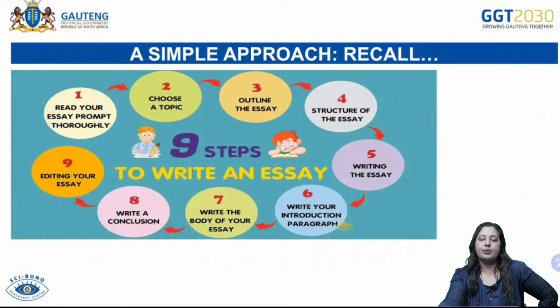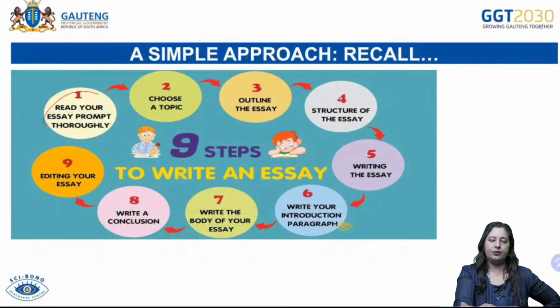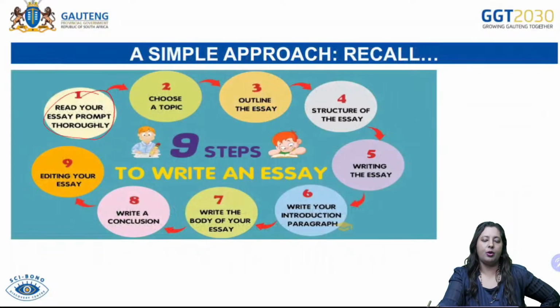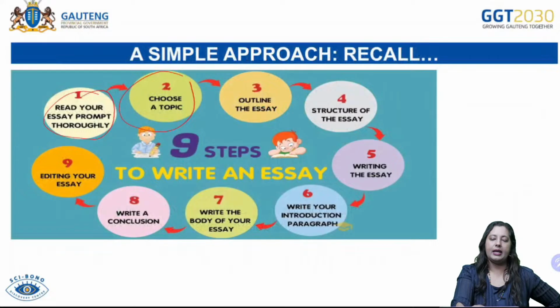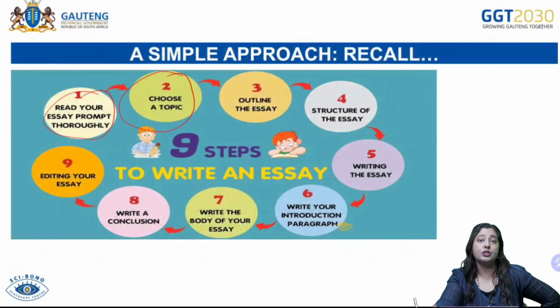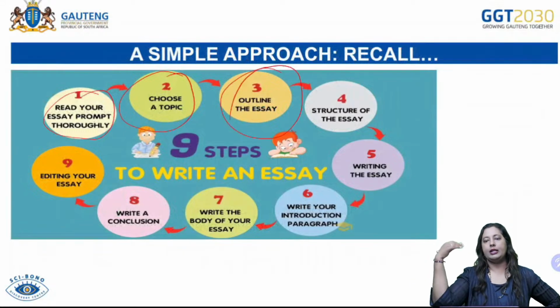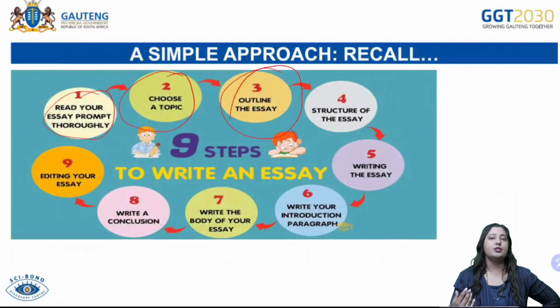Right? So there's a simple approach for you to look at when you're writing an essay. One, read the essay prompt thoroughly. So you read what the question's asking you thoroughly, dissect it. Then, from that point, choose a topic that you know about. Then you look at the outline of the essay, where you would then be doing the planning and looking at the paragraphs that you would include. Look at the structure. Do you have the introduction, the body, and the conclusion?